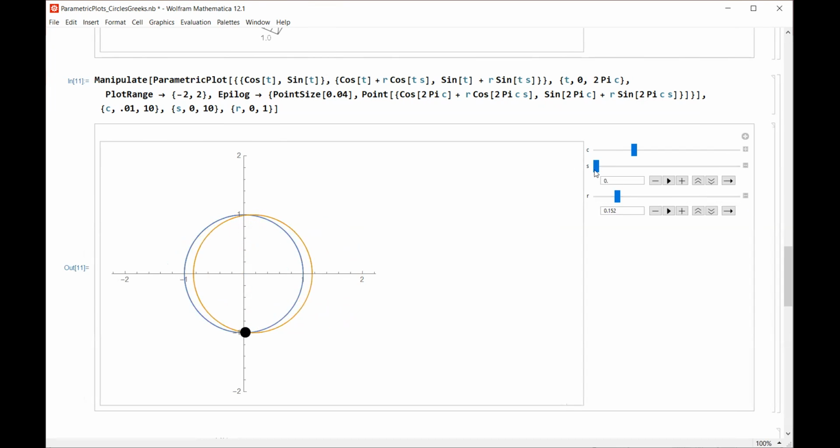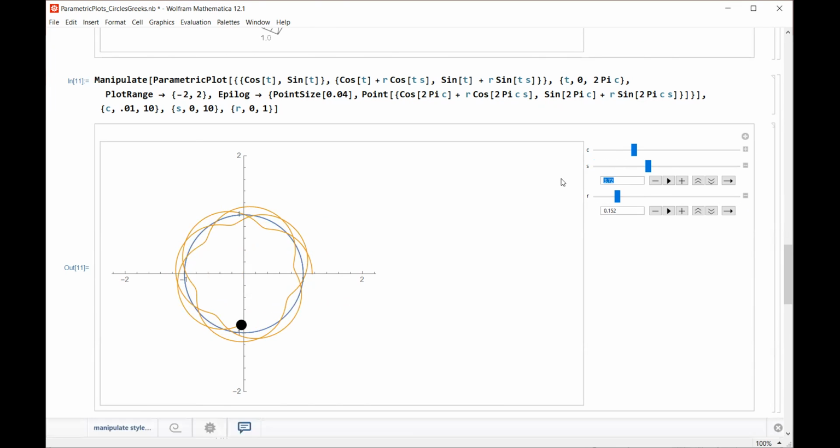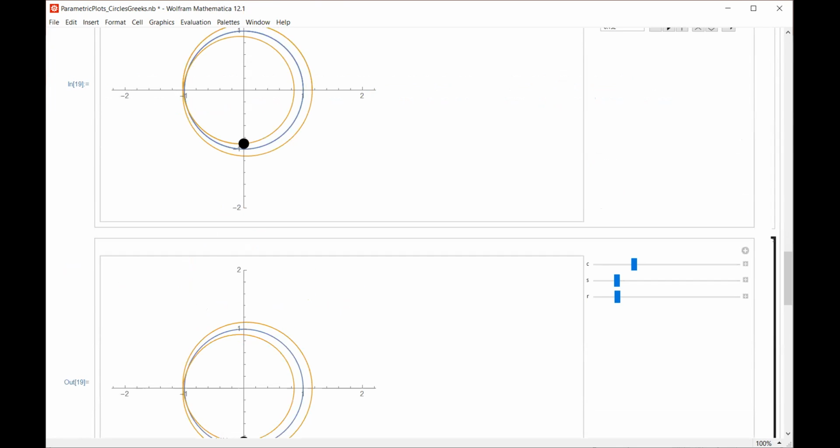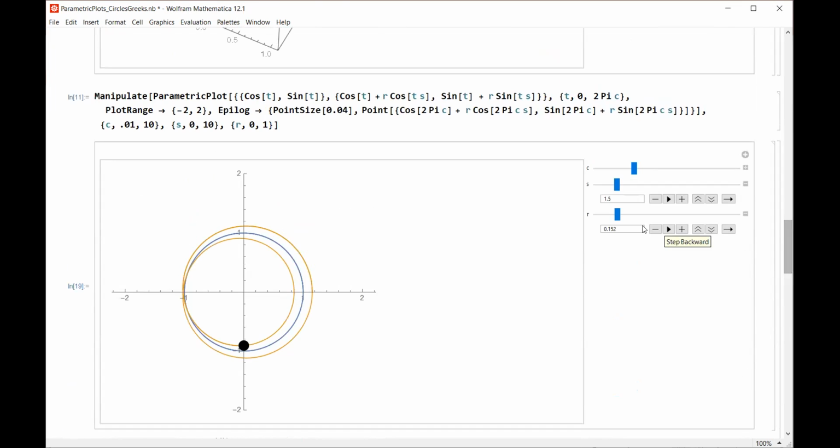Okay. I can now increase the value of s. And depending on what I choose for s, I can get some very interesting behavior. If I choose s to be an integer, if I choose s to be 1.5, then when I do something like that now, it's going to cycle back every so many s. I'm going to return to where I started. As I get smaller and smaller and smaller, you can see it's going to approximate the original.